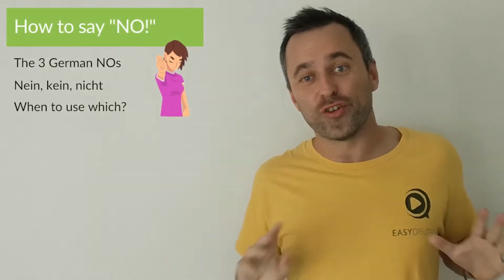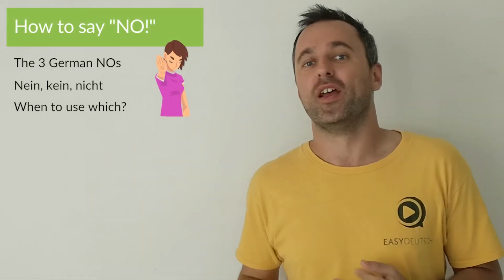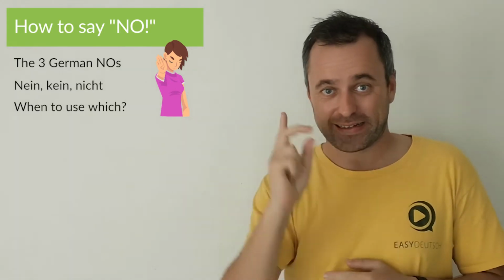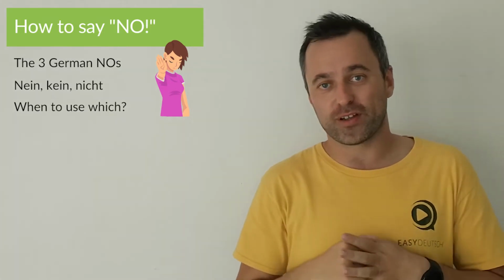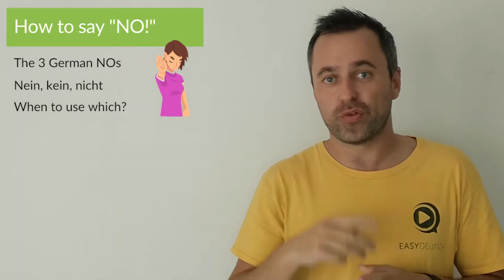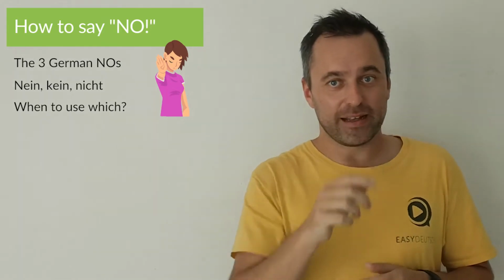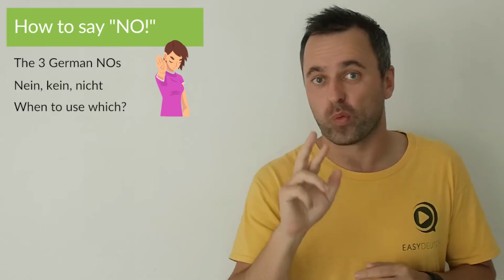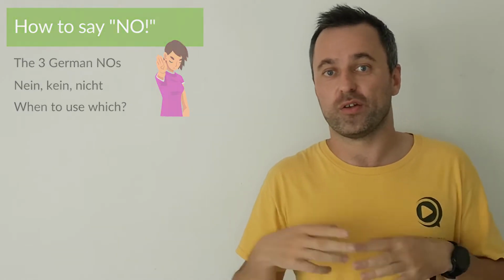How to say no in German. You've probably noticed already that in German we have three different ways of how we can say no: Nein, Nicht, and Kein. And in today's video, I will explain when you have to use Nein, Nicht, and Kein. And I will also show you a fourth way of how to say no.